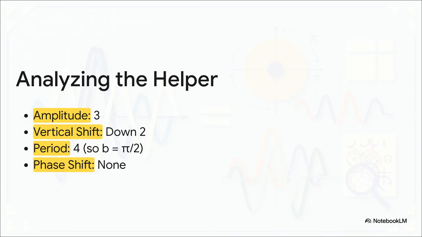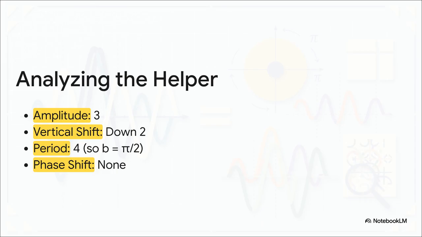First, let's find the midline. It's halfway between the peak at y equals 1 and the trough at y equals -5. So that's at y equals -2. That's our vertical shift. The distance from that midline up to the peak is 3 units, so our amplitude is 3. The wave starts at a peak at x equals 0 and finishes one full cycle at x equals 4, so the period is 4.